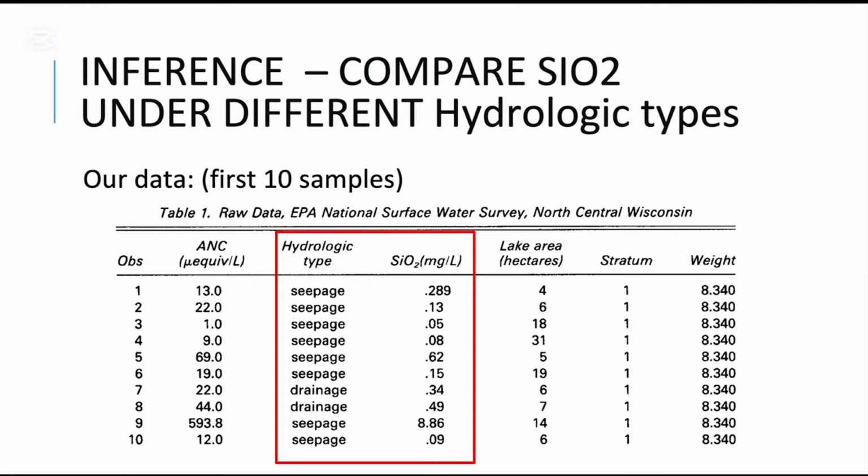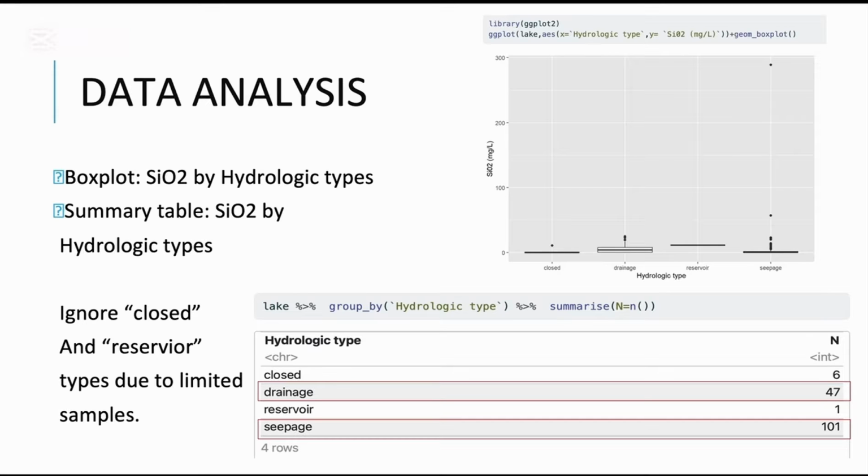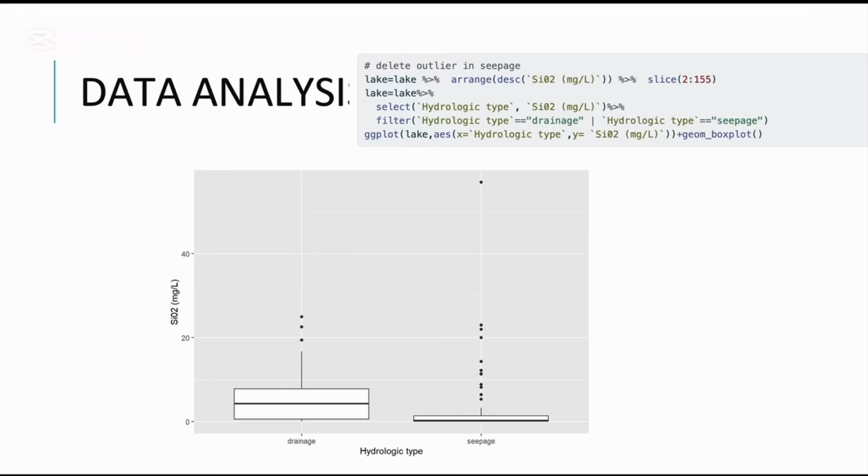In this study, we aim to analyze the distribution of SiO2 concentration, and the graph on the side shows the first 10 samples from the data. To understand the composition of the dataset, we group the data by hydrologic type and count the number of observations in each category. Since closed and reservoir have very few samples, we ignore them and focus on drainage and seepage lake. Then we create a box plot to visualize the distribution across our target, the lake type.